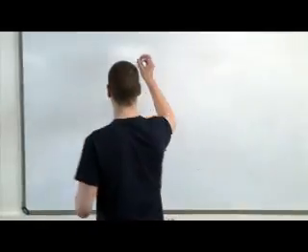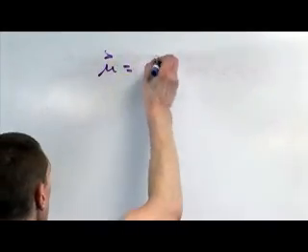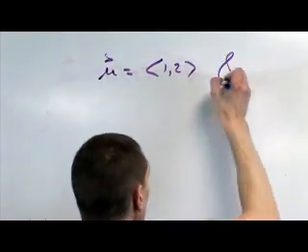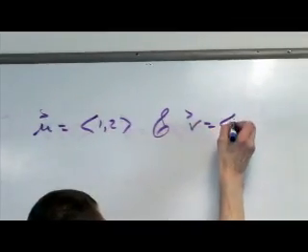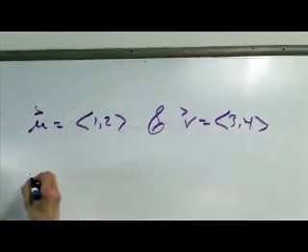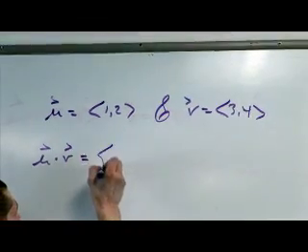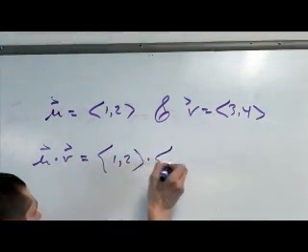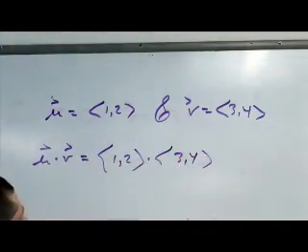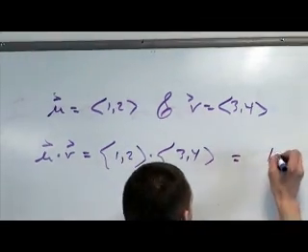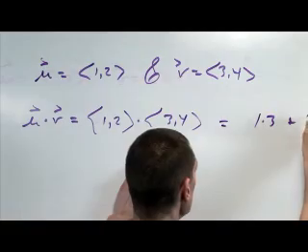Okay, I'll make up one quickie. Let U equal 1, 2, and V equal 3, 4. Then U dot V is 1, 2 dot 3, 4. You don't have to write this, I'm just trying to be really precise. This is 1 times 3 plus 2 times 4.